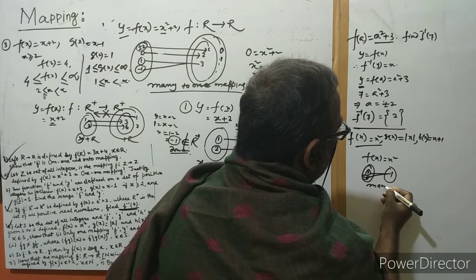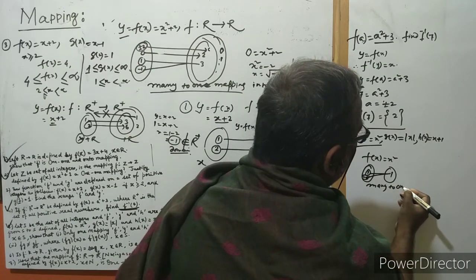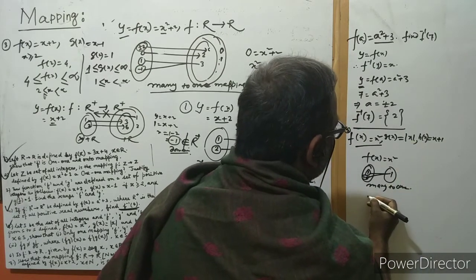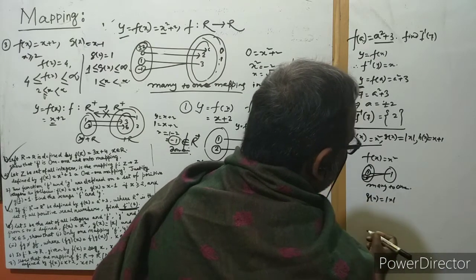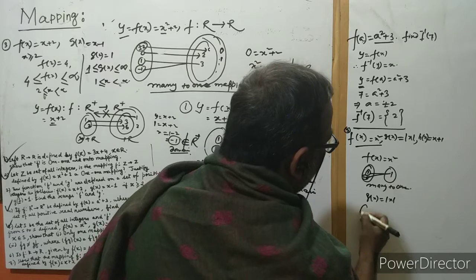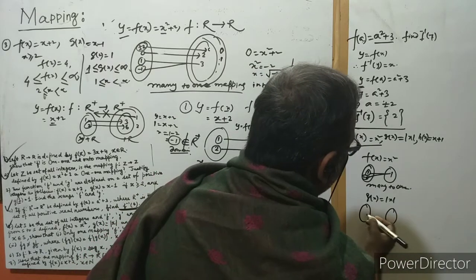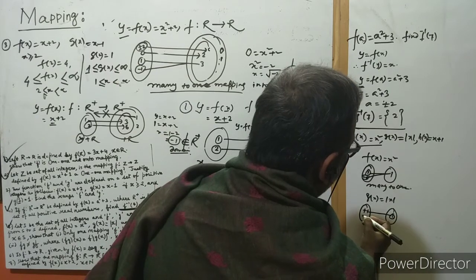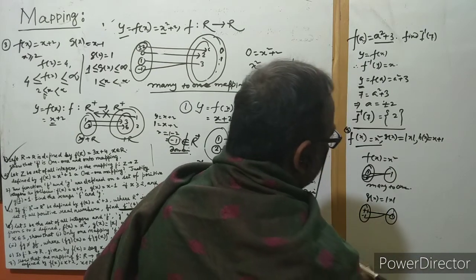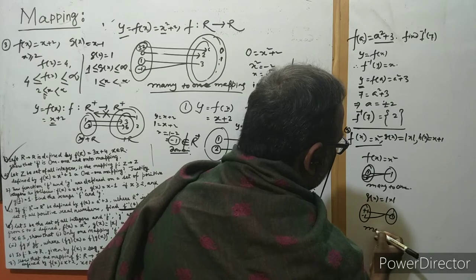Many to 1. For mod x, g of x is equal to mod x, see what happens here. If we put plus 1, we get 1. If we put minus 1, we get 1. So this is many to 1.